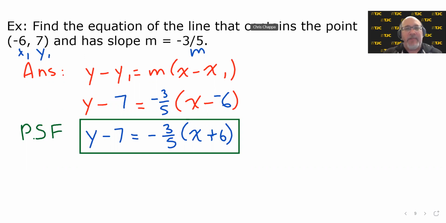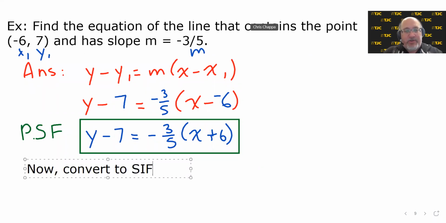But I do want to convert this to slope-intercept form. Now, convert to slope-intercept form. And again, not all problems will ask you to do this, but it is a good skill to have in your skill set. Converting point slope form to slope-intercept form always involves fixing the same two problems. Number one, slope-intercept form doesn't have parentheses, so we'll distribute. Number two, slope-intercept form has y by itself, so we'll have to isolate the y after we've gotten rid of the parentheses.